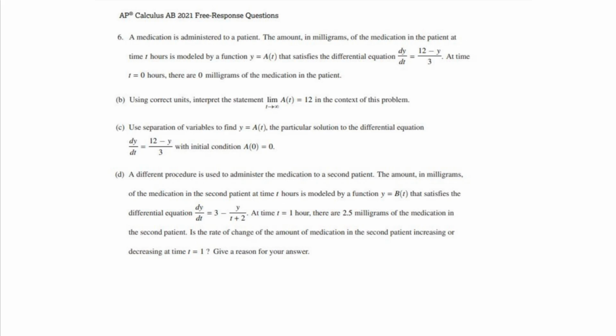A medication is administered to a patient. The amount in milligrams of the medication in the patient at time t hours is modeled by the function A of t, or y equals A of t, that satisfies a differential equation dy/dt equals (12 minus y) over 3.